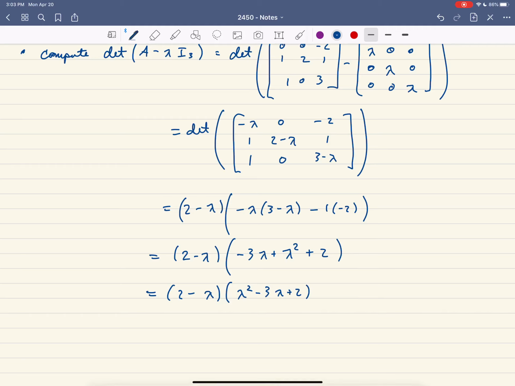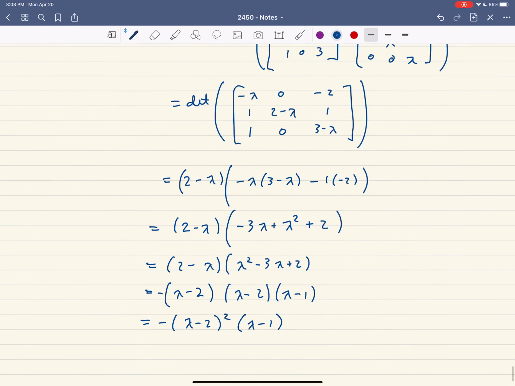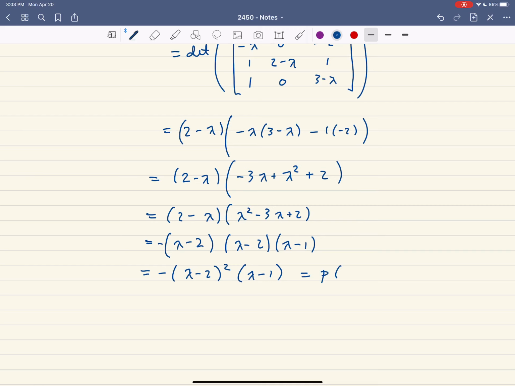Lambda squared minus 3 lambda plus 2 happens to be lambda minus 2 times lambda minus 1. With the first quantity, 2 minus lambda, I can factor a negative out of that and switch the order to lambda minus 2. This works out to be negative the quantity lambda minus 2 squared, times lambda minus 1. That's our characteristic polynomial, p of lambda. Of course, if p of lambda is equal to 0, then our eigenvalues are going to be 2 and 1.